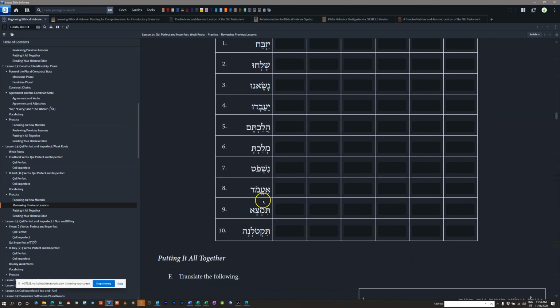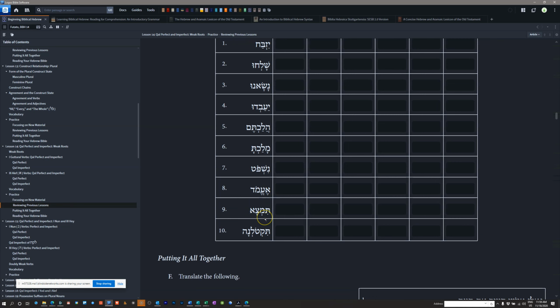Number 8, we've got amod here. This is pretty much what we would expect, except for the fact that we would have just a simple shava here. The ayin guttural does not like a simple shava. It would normally go for a hatef patach, but because the aleph brings the segel to the party, it goes ahead and it goes with the hatef segel, just to match the aleph.